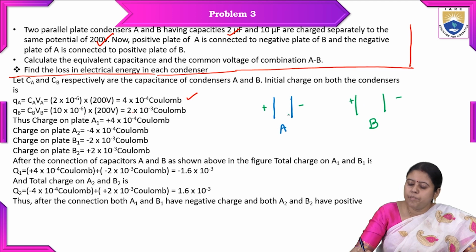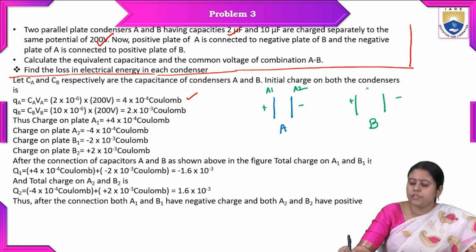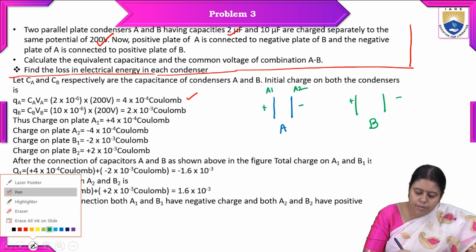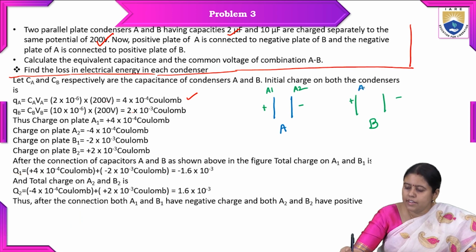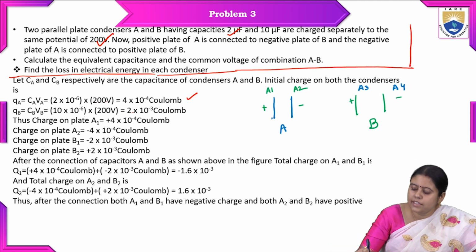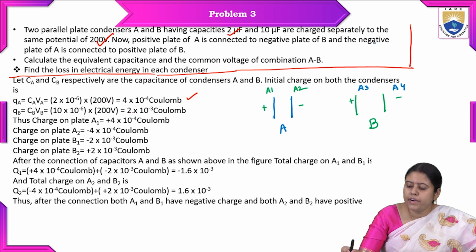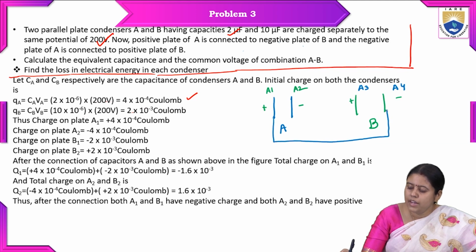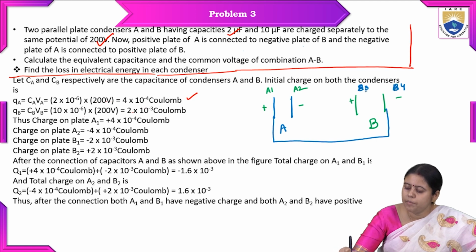So what is the charge on the first plate? We are giving the names A1, A2. Again, what is the name of these two? The names are A3 and A4. Okay, so A1, what is the connection they told? The positive plate of A is connected to the negative plate of B. This is B3, this is B4, or we can write B1, B2, then it is easy to understand.